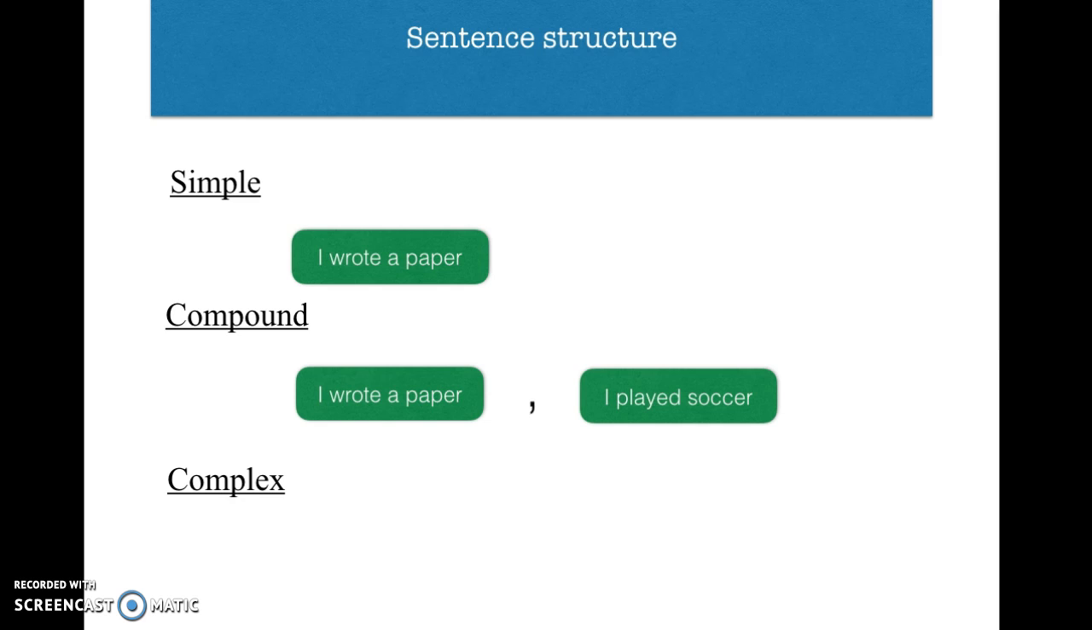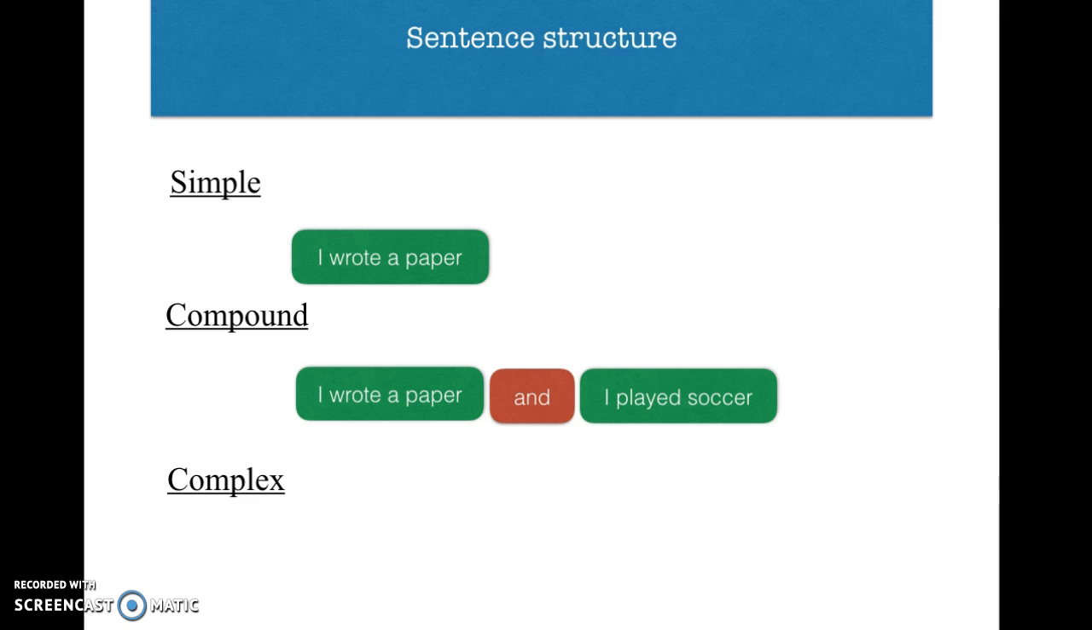Some people think they can put a comma between these two independent clauses. You actually can't. This is called a comma splice. If you do this, this is incorrect. What we can do is we can use something along the lines of a conjunction. Okay, conjunctions bridge clauses together. So I wrote a paper and I played soccer.